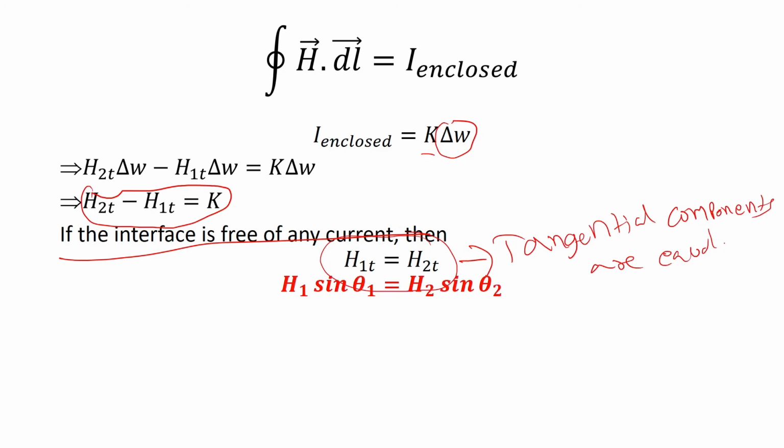So now applying the trigonometric ratios, I can say that H1 sin theta 1 is equal to H2 sin theta 2, or otherwise in terms of magnetic flux density, B1 by mu 1 sin theta 1 is equal to B2 by mu 2 sin theta 2.